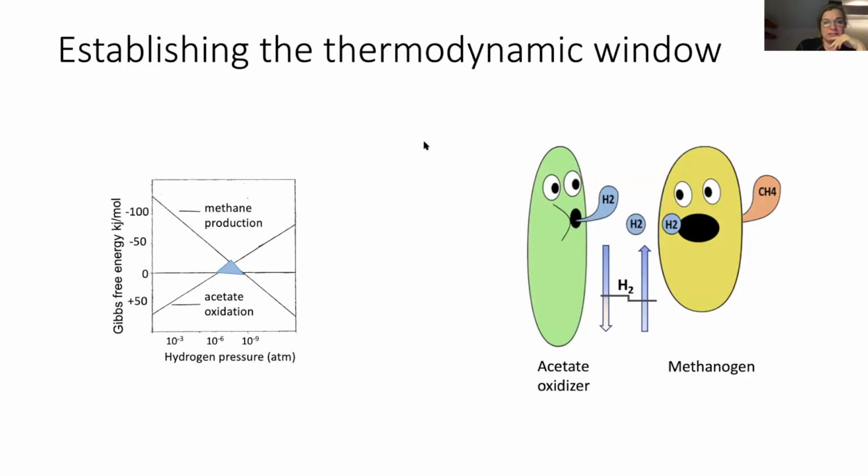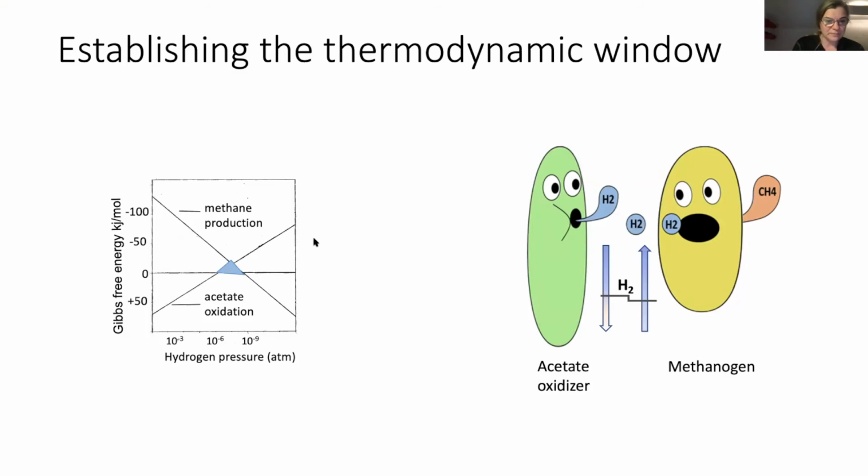So what does that mean? This thermodynamic window they have to find. So you see here an acetate oxidizer, here's the methane producing bacteria, and here's the hydrogen. This one is producing the hydrogen from acetate, and this one picks up the hydrogen and produces methane. And this bug likes hydrogen a lot because it's growing on that. It wants hydrogen, but this one needs to get rid of the hydrogen because otherwise acetate oxidation doesn't work at all. So they have to find a level where it is low enough that this can grow, but still enough that this one can grow.